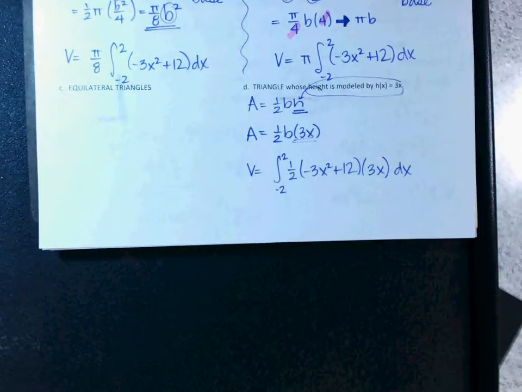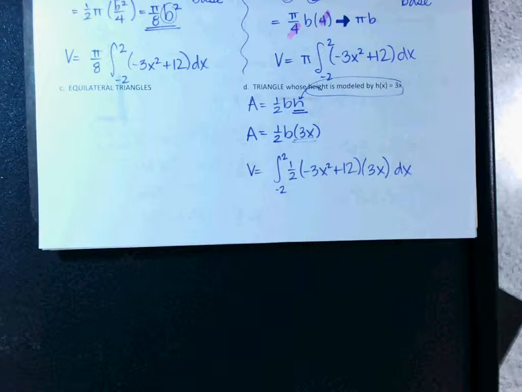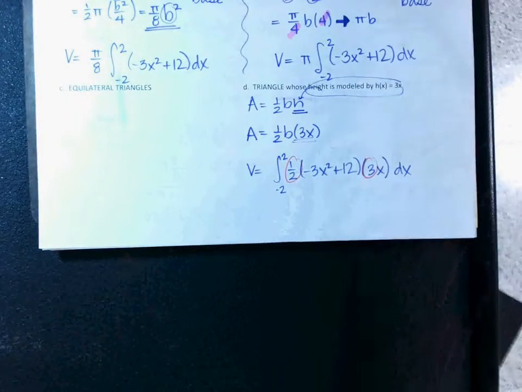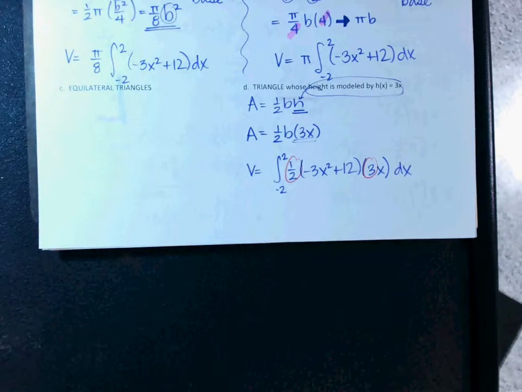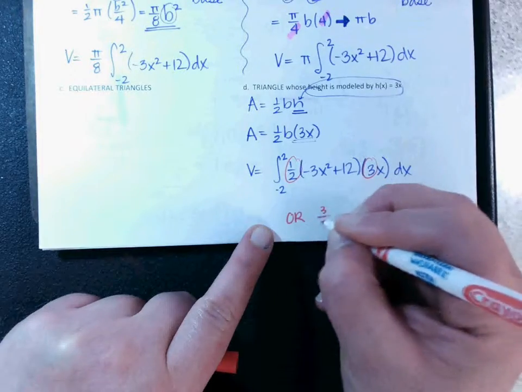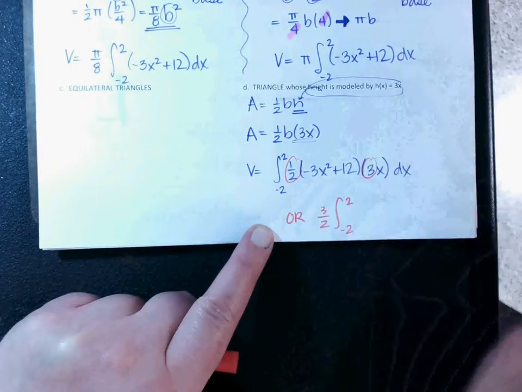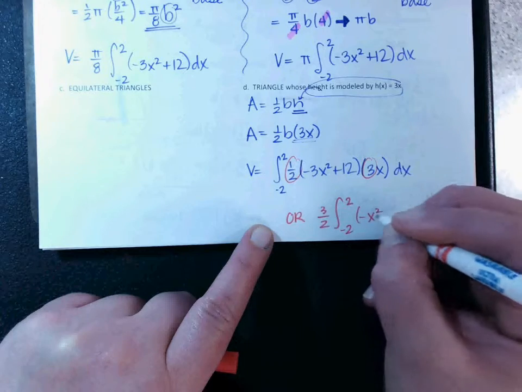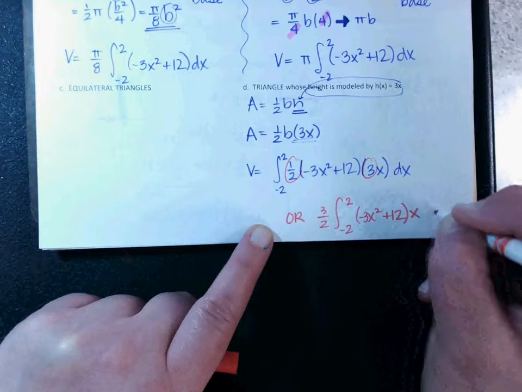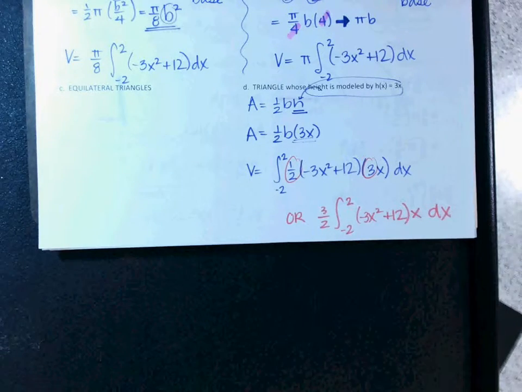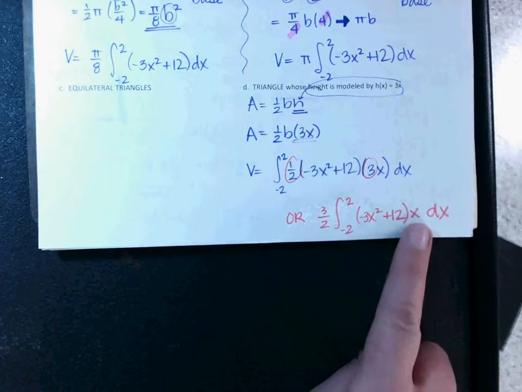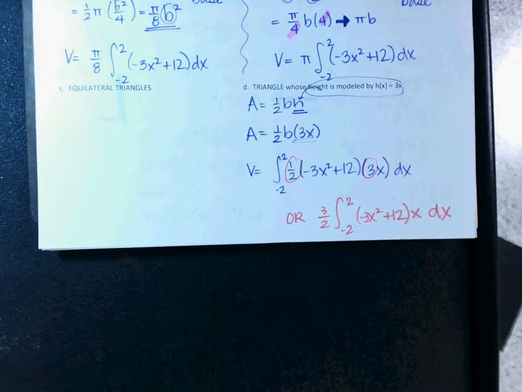But let's talk about if we wanted to pull the constants out of that. Remember that I can pull out the half, but really I can also pull out this 3. So if I pulled out both of those, I would have a 3 over 2 in the front. And then I'd have a negative 3x squared plus 12, and then an x dx. So remember, I can pull the 3 out, I cannot pull the x out. So the x would have to stay even if you pull the 3 out.